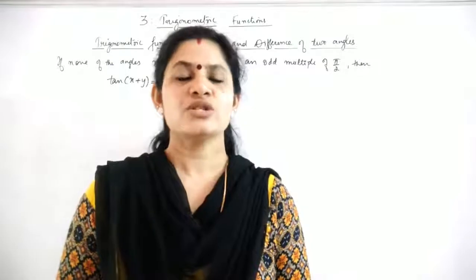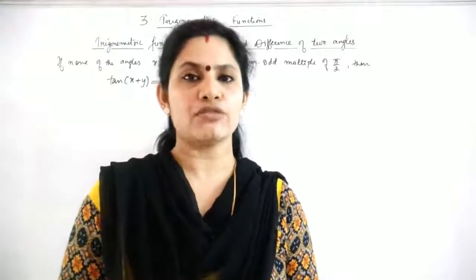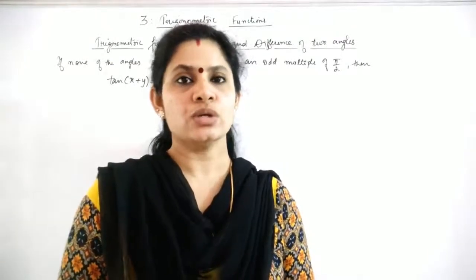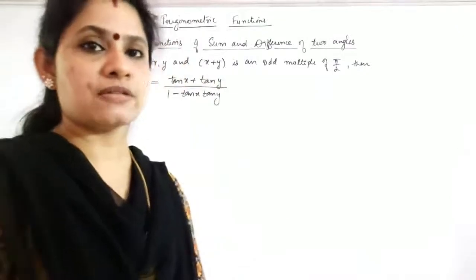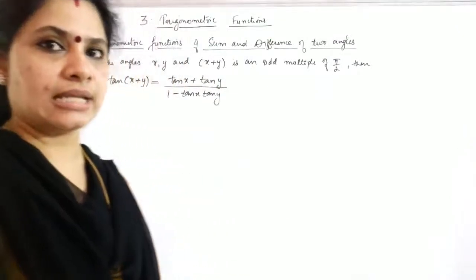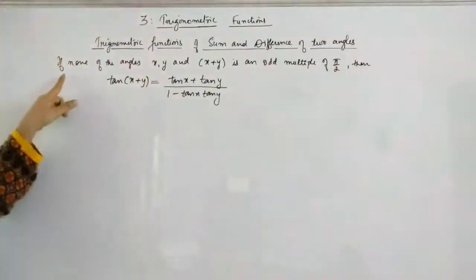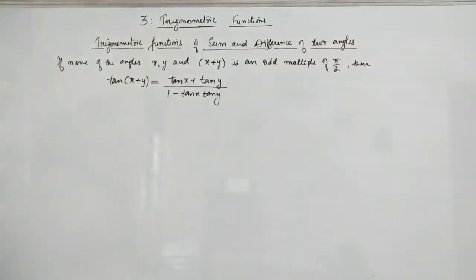Hi everyone, today we will be dealing with the remaining formulae related to trigonometric functions of sum and difference of two angles. Okay, let's start from this one, that is, if none of the angles x, y and x plus y is an odd multiple of pi by 2, then tan of x plus y is equal to tan x plus tan y divided by 1 minus tan x tan y.